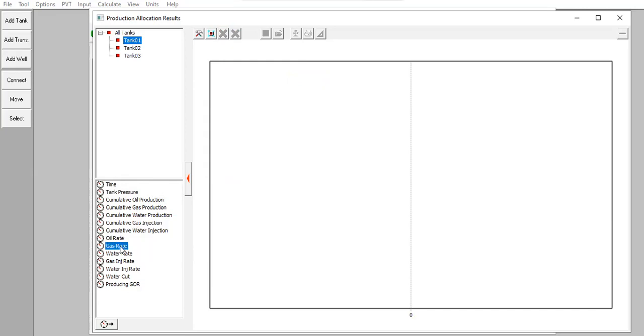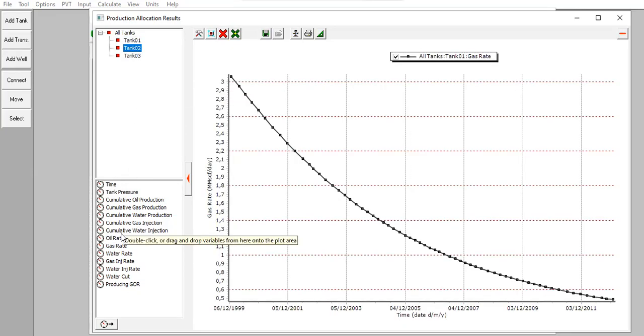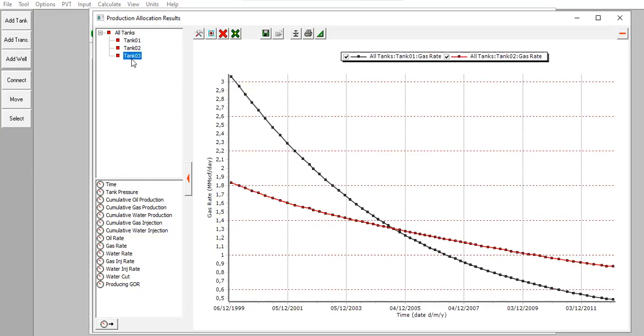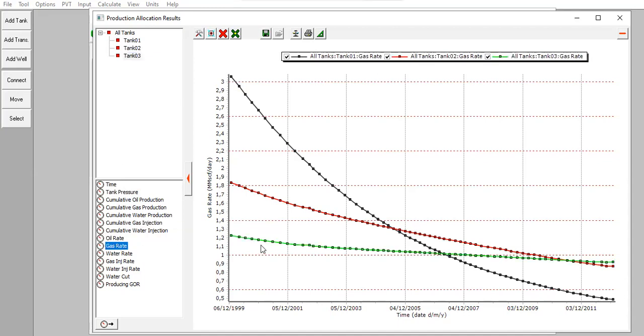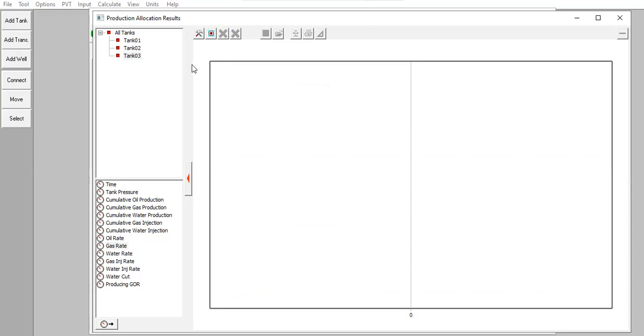Tank one, gas rate, tank two, gas rate, tank three, gas rate. Okay. Because the gas rate will be calculated from the GOR. All right. We have values from the oil rate, and we also have GOR, right?